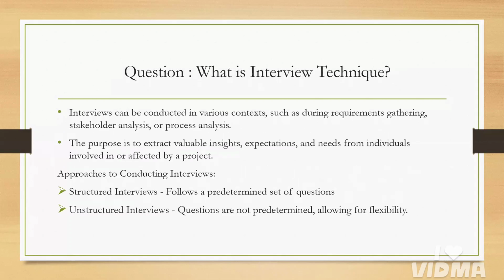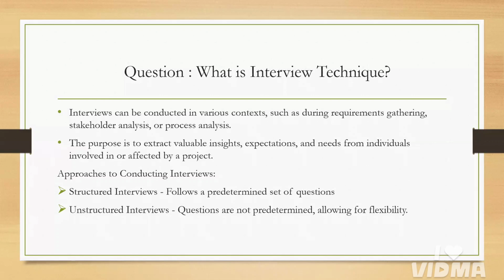Okay, and the next one is interview techniques. Interviews are conducted in various contexts, such as during requirements gathering, and here we can extract valuable insights and expectations, and we can get the feedback or the needs from the individuals who are involved in or affected by the project.